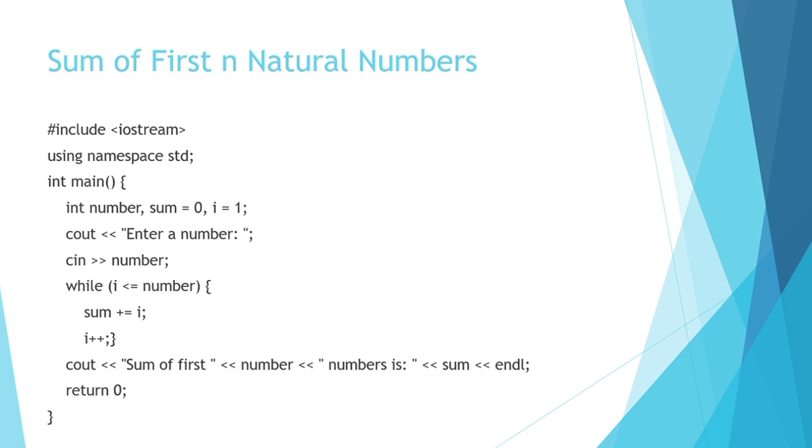After the 10th iteration, i equals 11, and the condition i <= 10 becomes false, so the loop terminates.